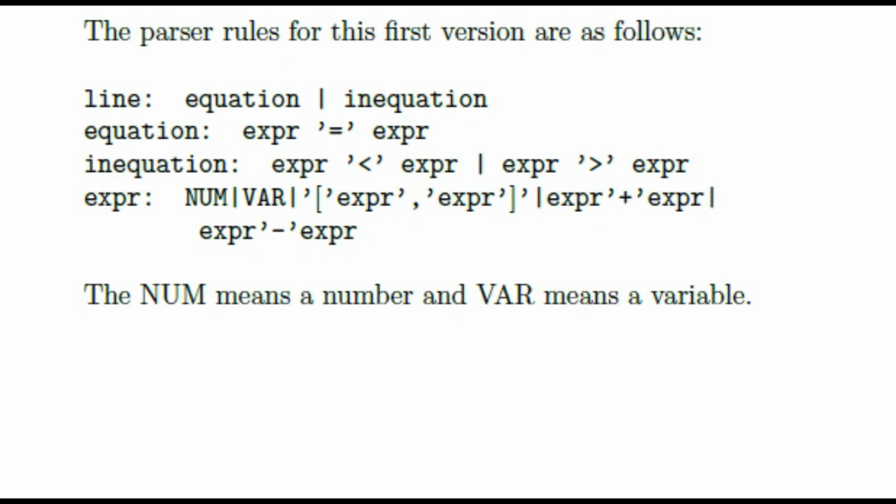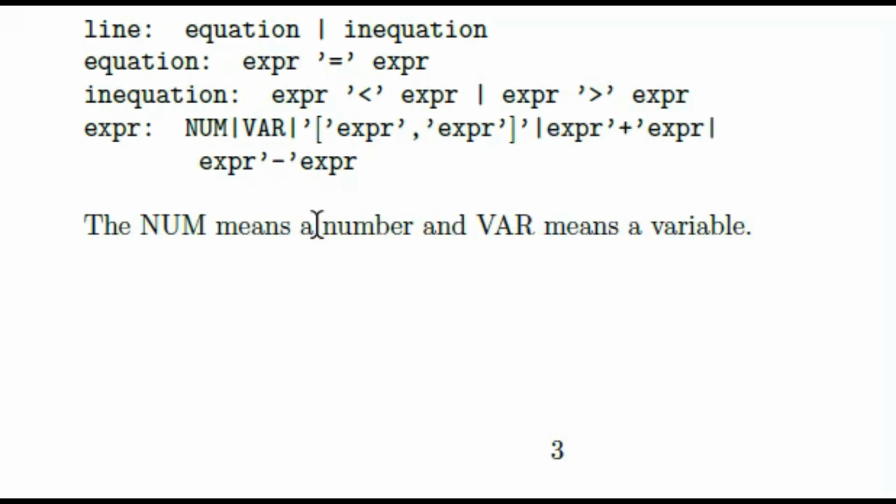One more thing. The parser rules for the Theorem Prover are here. There is equation and an expression. Expression can be a number, variable, bounds. There's the interval arithmetic lower bound and upper bound, or expression plus expression, or expression minus expression.